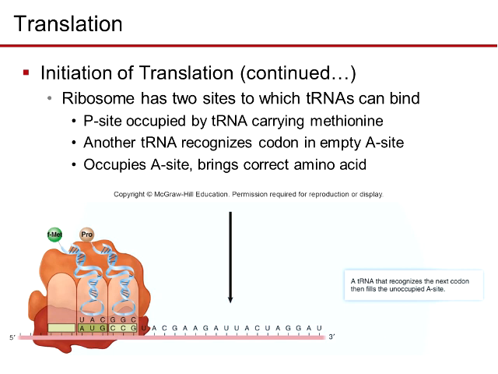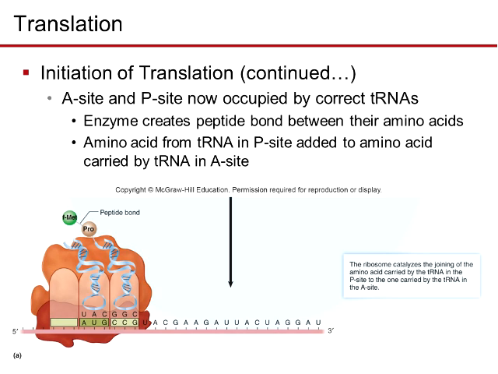Now, the ribosome has two sites to which transfer RNAs combine. The P site is occupied by the transfer RNA carrying the methionine. Another tRNA recognizes the codon in the empty A site, we call that, different sites on this messenger RNA. It occupies the A site and brings the correct amino acid. So this is a process of creating this translation piece to produce the amino acids as we choose, so the amino acids can thus become the protein that we create.